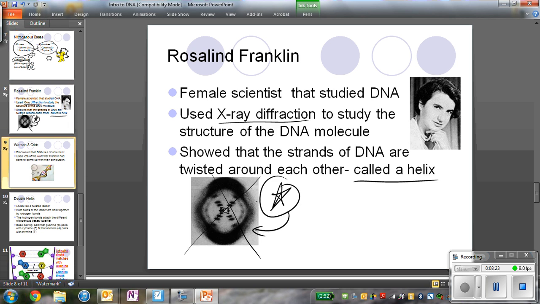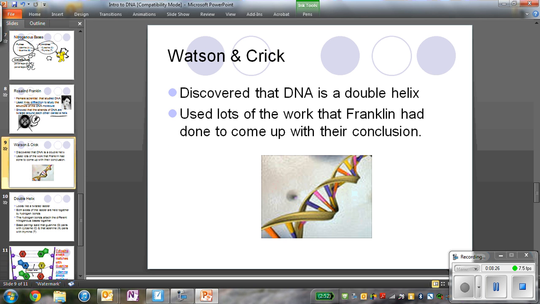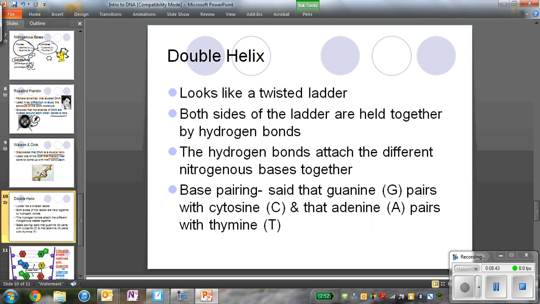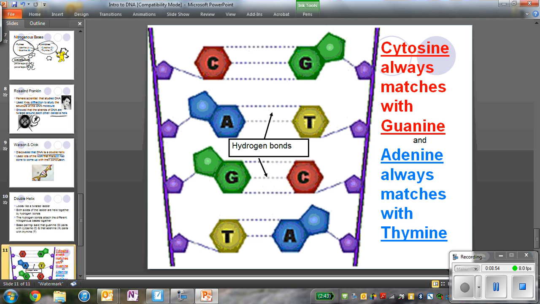And that is what Watson and Crick used, who are the scientists that actually wrote the paper on DNA, and discovered that DNA was a double helix. They used a lot of Rosalind Franklin's work to come up with this spiraling pattern of the double helix that DNA ultimately is. So the double helix looks like a twisted ladder. Both sides are held together by hydrogen bonds, and those hydrogen bonds exist between G and C and A and T. So it kind of looks like this, okay?